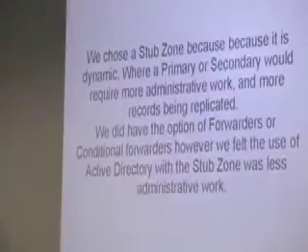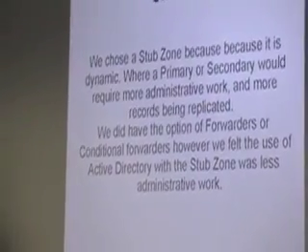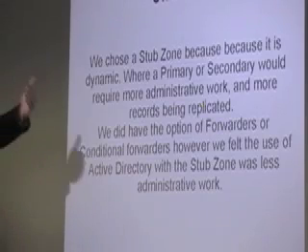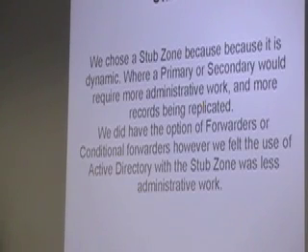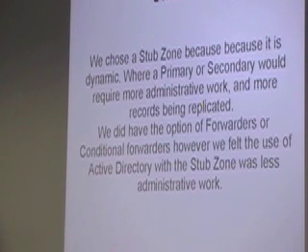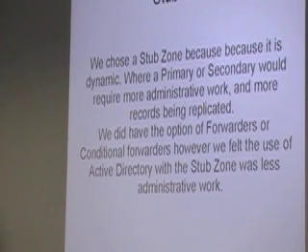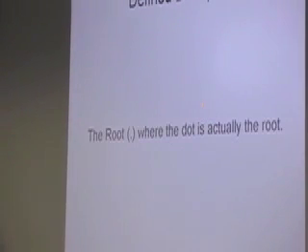We chose the stub zone because it's dynamic. By that I mean, if something changes on one side, it automatically is going to change on the other side. A primary or secondary zone would require quite a bit more administrative work, and the goal is always to make it the least amount of administrative work that can be done. We did have the option of forwarders or conditional forwarders. However, we felt the use of Active Directory with a stub zone, again, would create less administrative work. Everybody likes the way that sounds.